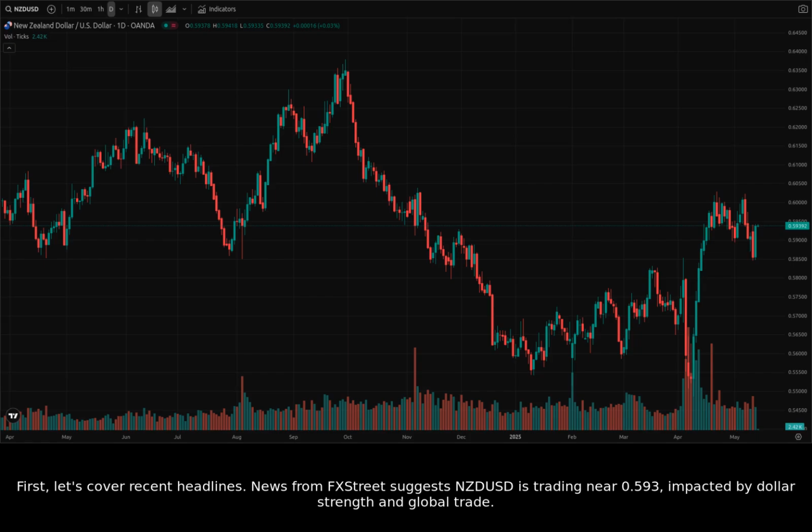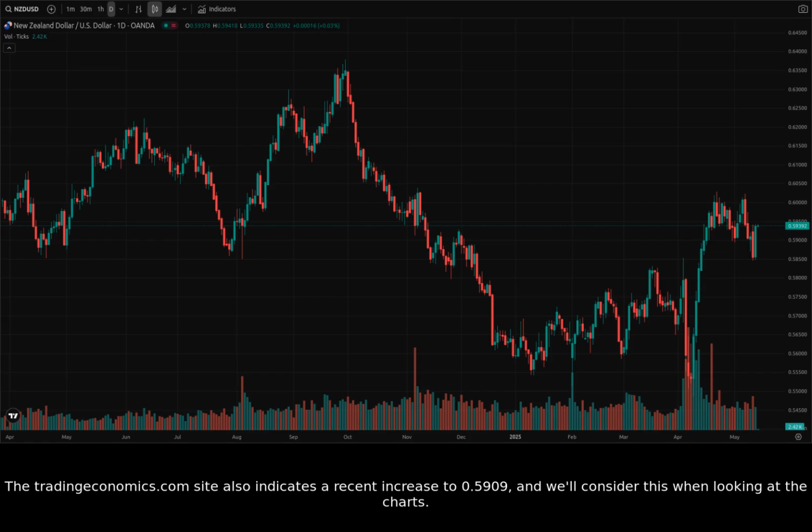News from FXStreet suggests NZDUSD is trading near 0.593, impacted by dollar strength and global trade. The TradingEconomics.com site also indicates a recent increase to 0.5909, and we'll consider this when looking at the charts. With potential trade deals influencing demand, according to Investing.com, let's see how these events correlate with our chart data.